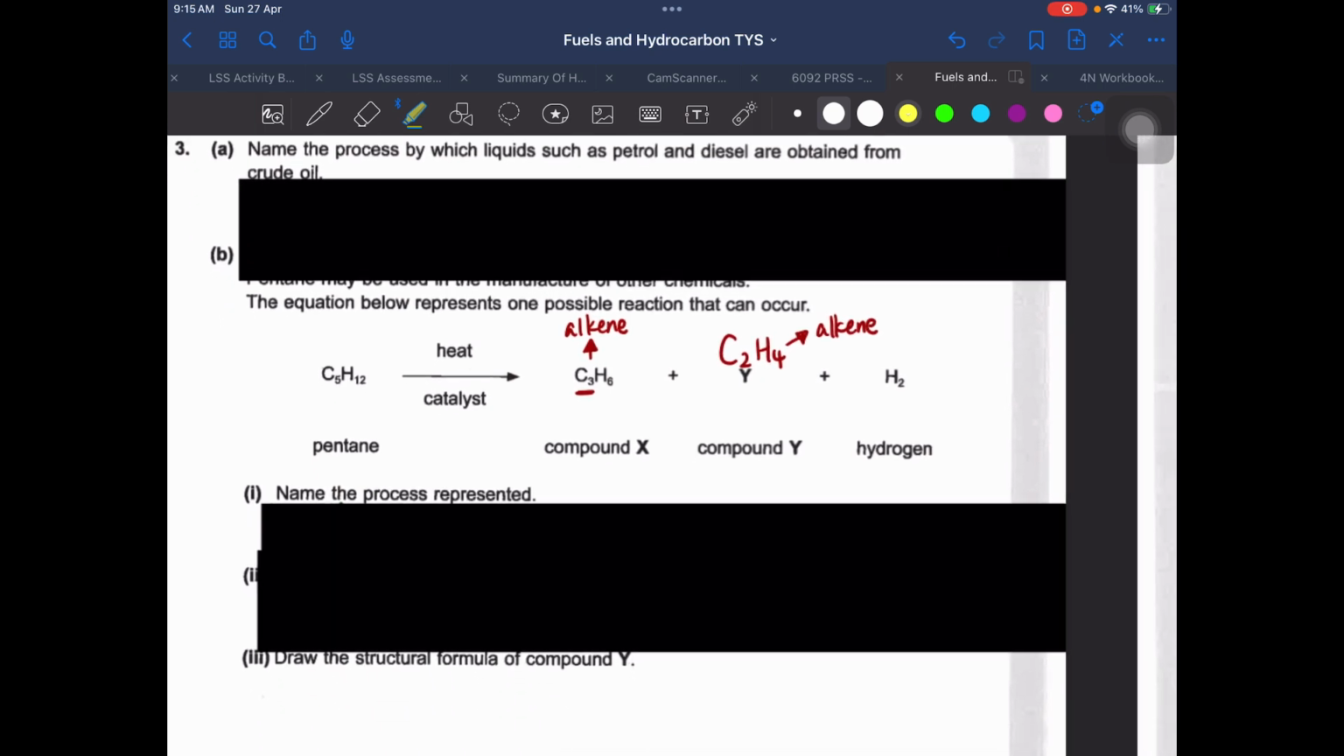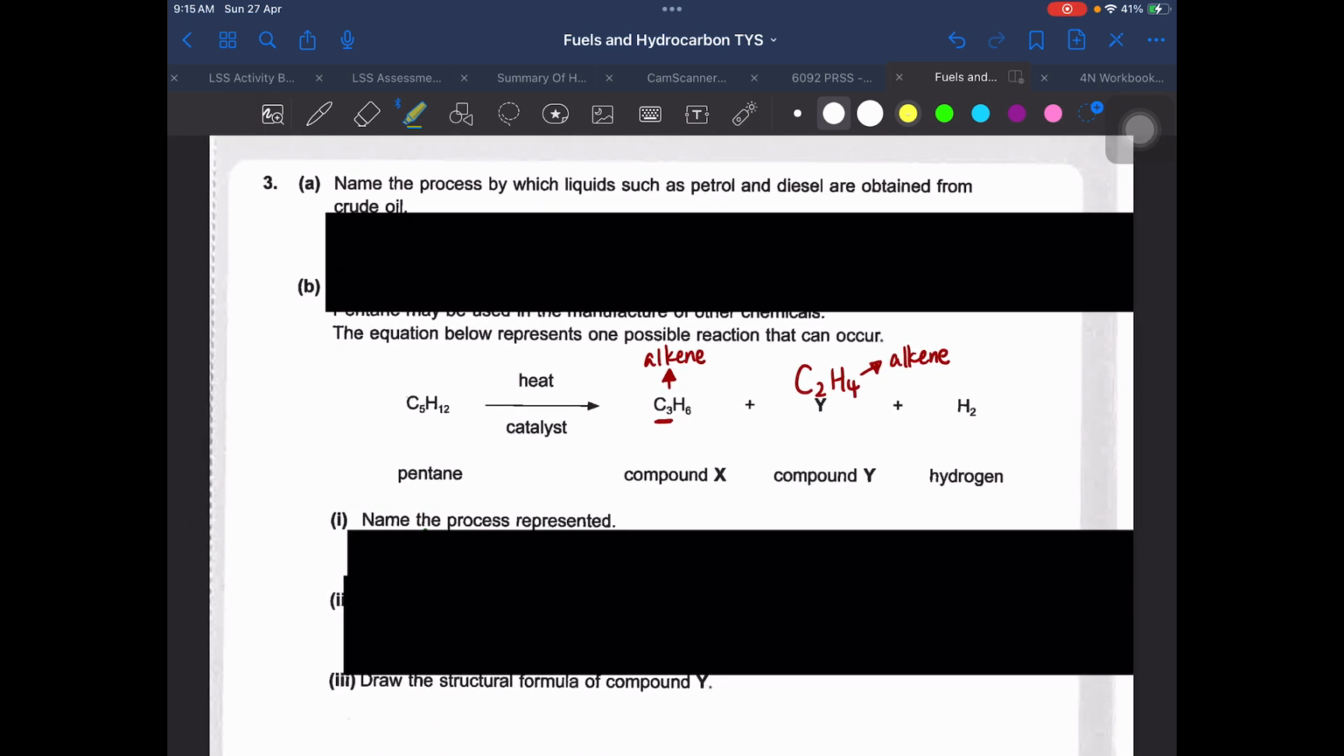Next page is asking about the process by which liquids such as petrol and diesel are obtained from crude oil. This is about separating, right? This is not the same as cracking. It's from crude oil. I want to separate it to get petrol and diesel.